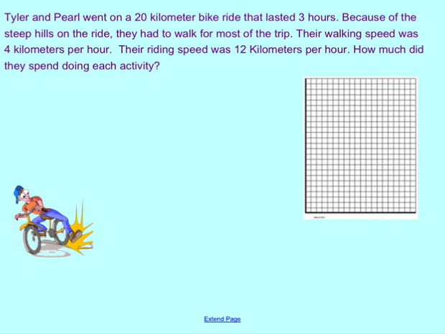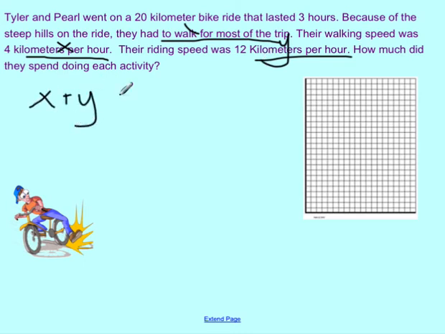So Tyler and Pearl went on a 20-kilometer bike ride that lasted 3 hours. Okay, because of the steep hills, they had to walk for most of the trip. Their walking speed was 4 kilometers per hour. Their bike speed was 12 kilometers per hour. How much did they spend doing the activity? So let's let X represent the hours walking, and y represent the hours biking. So between the 2 hours doing each, it needed to be 3 total hours.